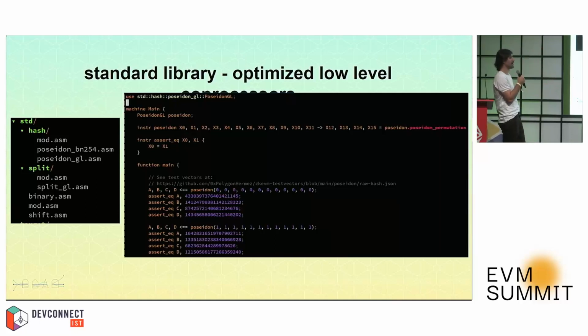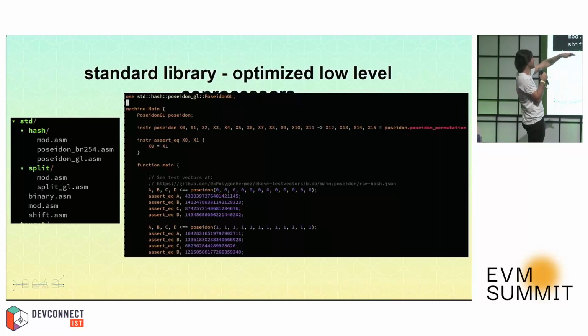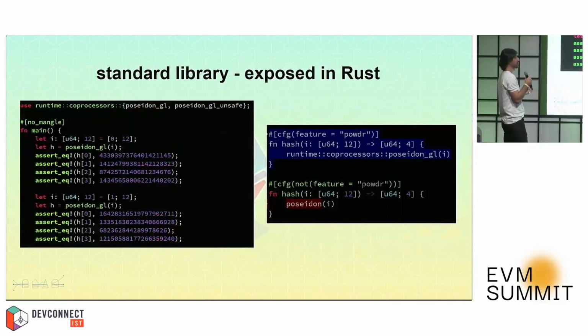Here's actually a good example that Carlos gave earlier, because we do have a Poseidon implementation for both BN and Goldilocks, because these are the fields we support. And you can basically use them in Rust. But first, this is still assembly. You can see that we just use the module over there and then compute things. This is also powdr assembly. You can just use it, and this is a few test vectors, and this will use the optimized low-level coprocessor. Similarly, these are all exposed in Rust.